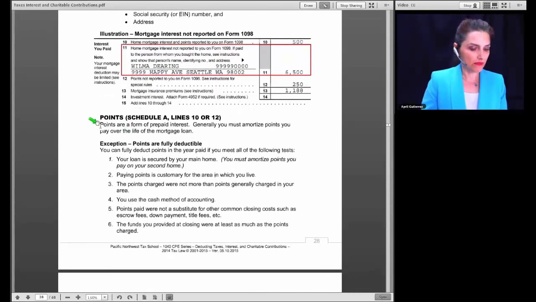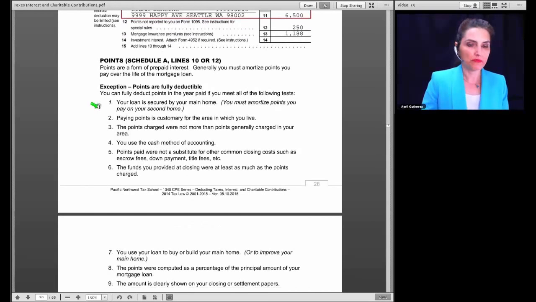Points are the next topic that we're going to look at, and points are a form of prepaid interest. Generally, you must amortize points you pay over the life of the mortgage loan. There is an exception where the points are fully deductible. You can fully deduct points in the year they are paid if they meet all of the following tests. Number one, the loan is secured by your main home. You must amortize points you pay on your second home.